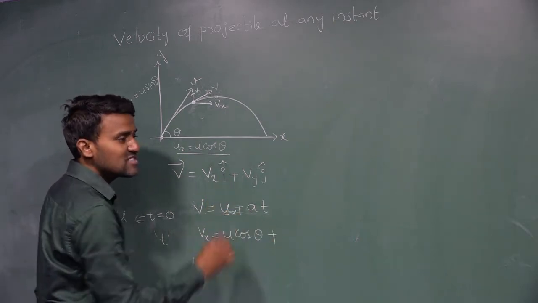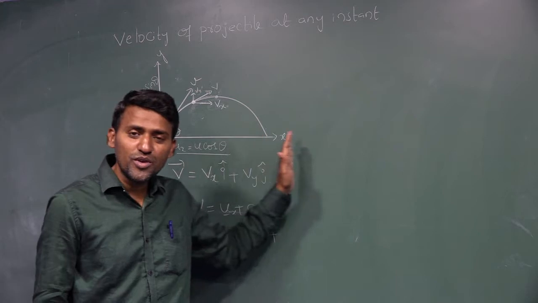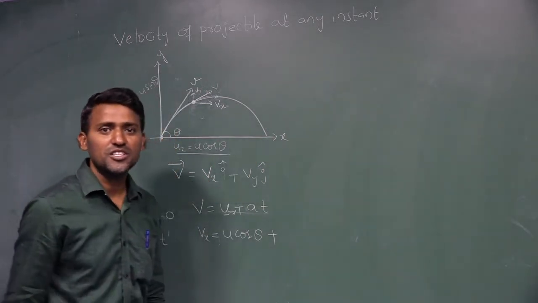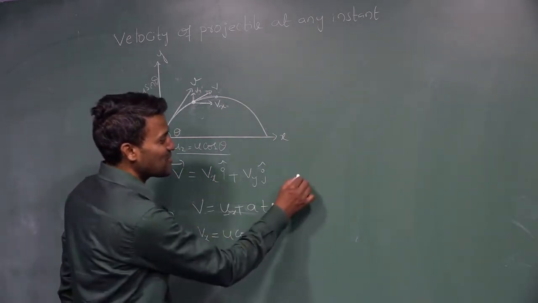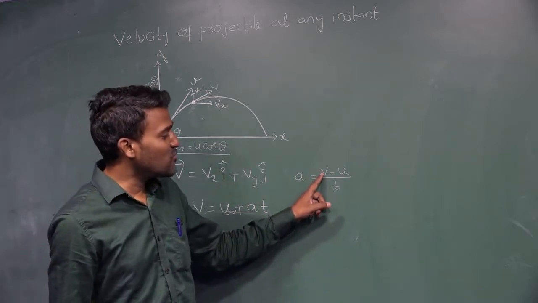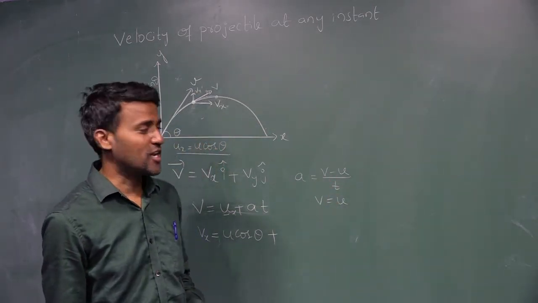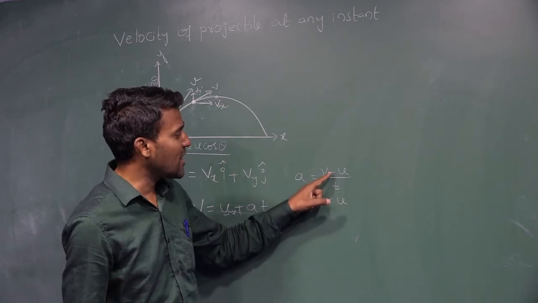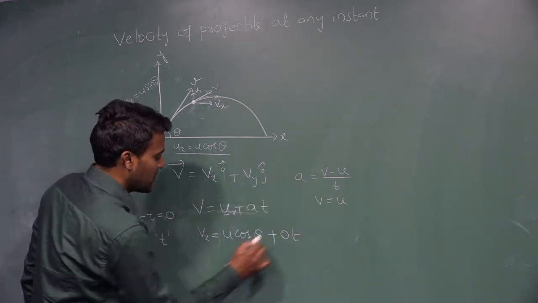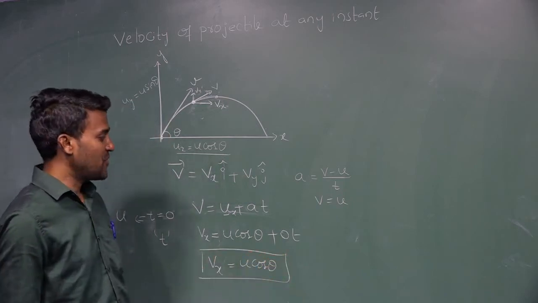and plus acceleration. Along the horizontal direction, what is the acceleration? 0. Why? The object is moving with a uniform velocity. When the object is moving with a uniform velocity, acceleration is 0. For your understanding, I will tell you the formula also, a equal to (v minus u) by t. Uniform velocity means initial velocity is equal to final velocity. So if v equals u, then v minus u is 0, 0 by something equals 0. So acceleration is 0 into t. Vx is equal to u cos theta. See, Vx is equal to u cos theta. Now go further.